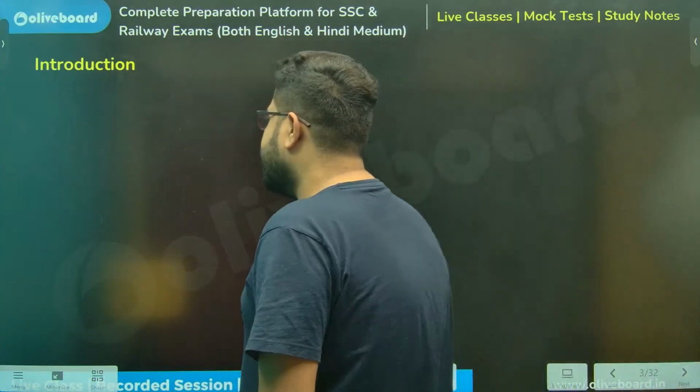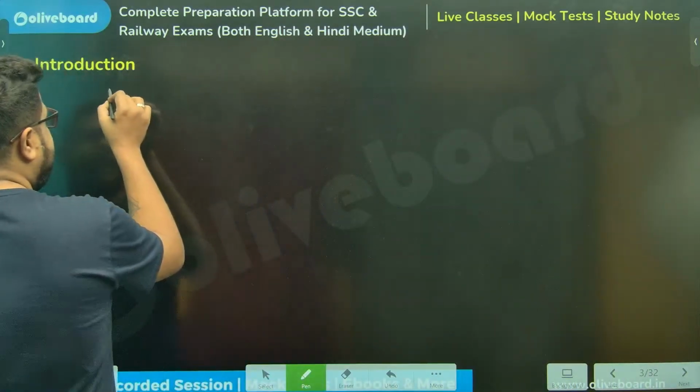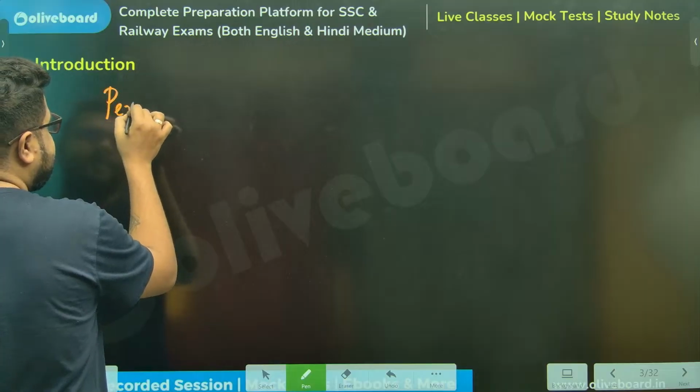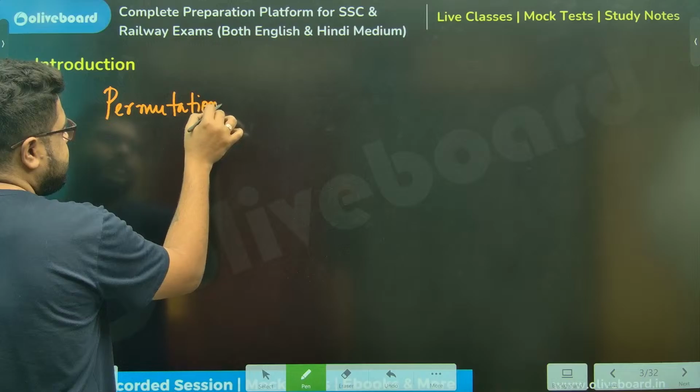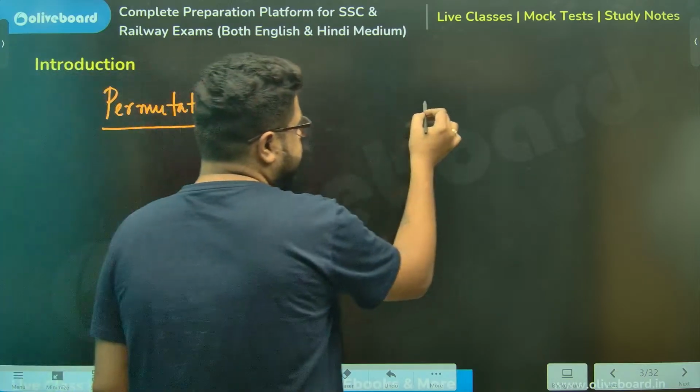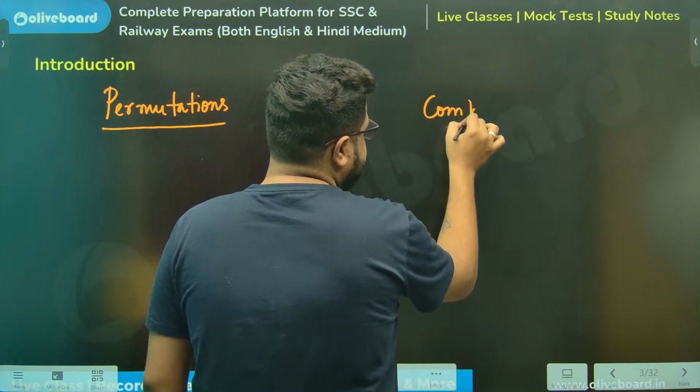Now, what is permutation and what is combination? First, let's understand why we call it by two different names: permutations and combinations.